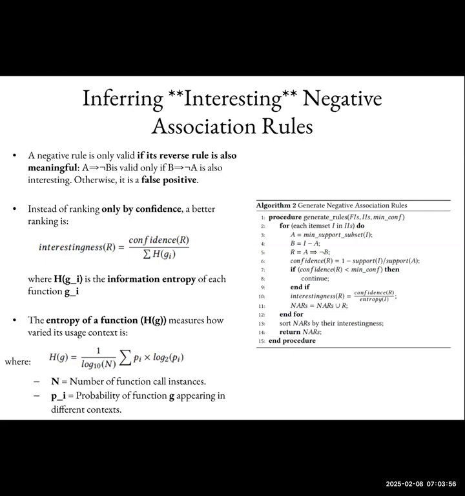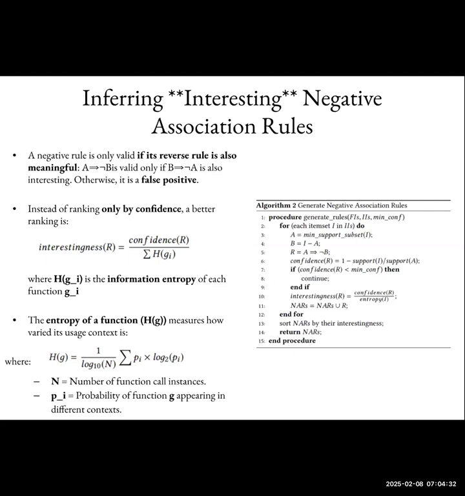Like how many times, how many different contexts is it coming in? That's sort of what the entropy tells you. So the steps for this algorithm are: first, find the rule with the lowest confidence for each infrequent item set. Then you compute the confidence. Then you filter out rules with lower confidence and rank the remaining rules using the interestingness values. And from those ranked values, you output the top ranked rules for your bug detection.